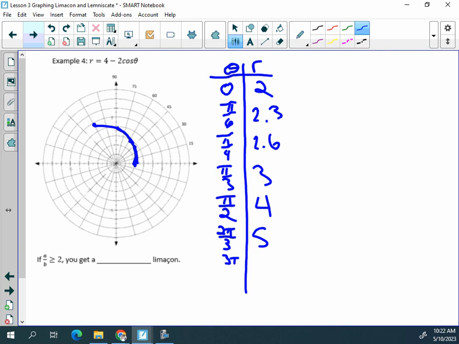Okay, and then 3 pi over 4, cosine of that's negative root 2 over 2, times negative 2 is just root 2, and 4 plus root 2 is about 5.4. Okay. At 5 pi over 6, cosine of 5 pi over 6 is negative square root of 3 over 2 times negative 2 is positive square root of 3, plus 4 is about 5.7. So a little bit farther out. And then at pi, cosine of pi is negative 1 times negative 2 is 2. 4 plus 2 is 6.